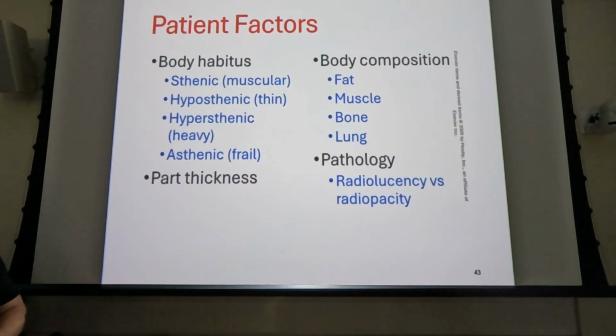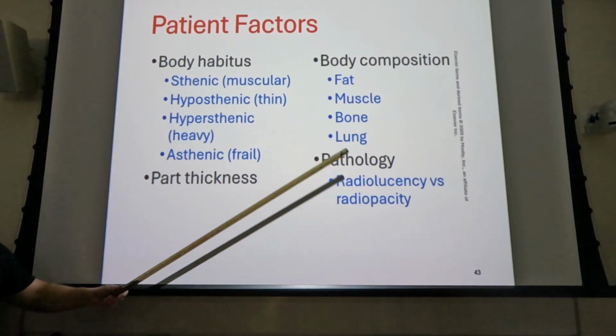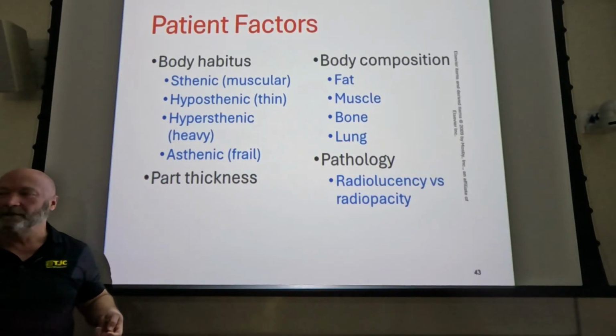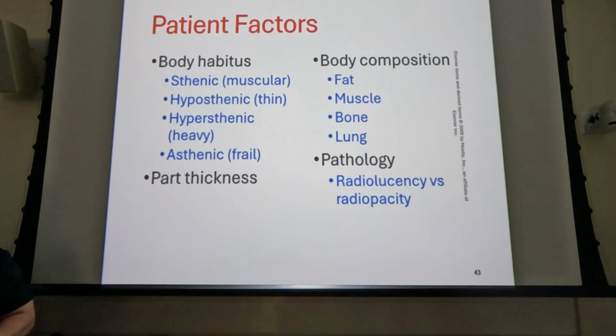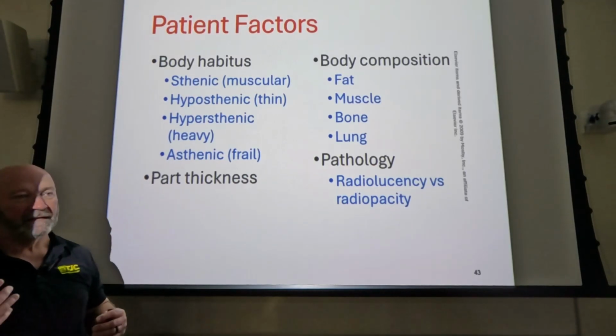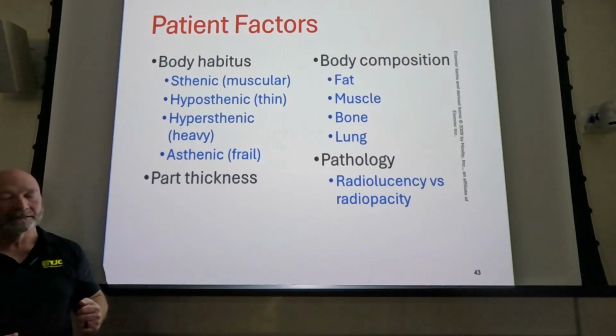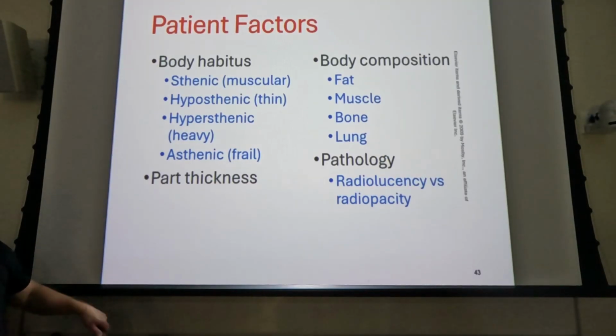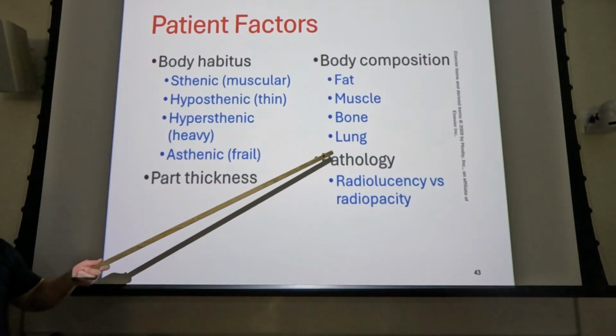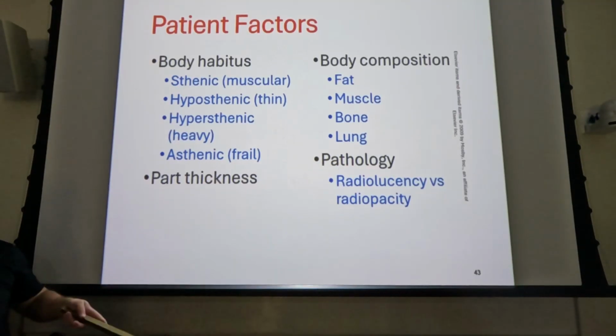There's a chart in Bushong's that goes through the actual atomic numbers of the tissue, because where does fat fall on the elemental table? Where's bone? Where's muscle? It's made up of different things, right? So it's not just the tissue, but it's the compactness of it. And if you look at that chart in Bushong, what you'll see is that soft tissue and air, not lung, but air, are very similar.